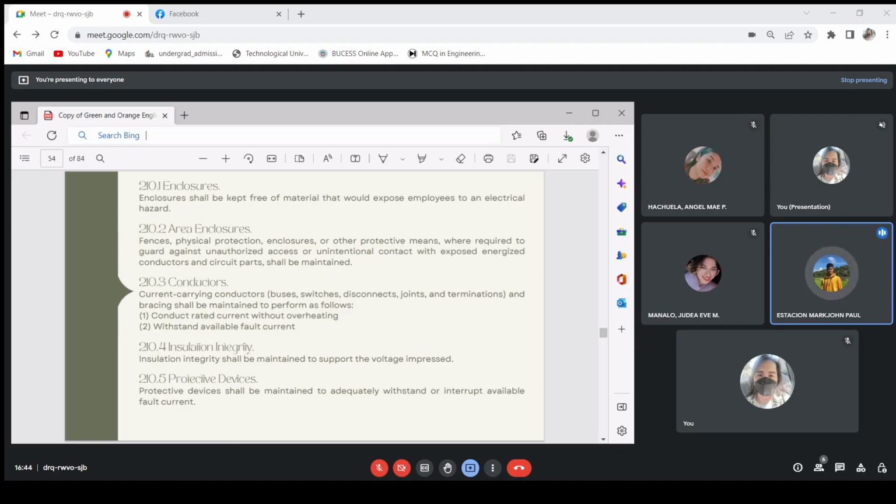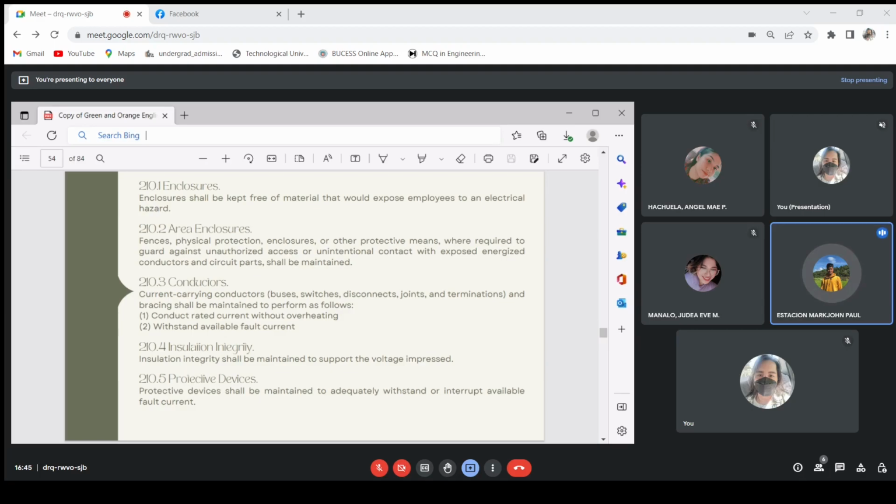210.2 Area enclosures. Fences, physical protection, enclosures, or other protective means where required to guard against unauthorized access and unintentional contact with exposed energized conductors and circuit parts shall be maintained. So yung dito naman, yung authorized lang na need magsuot ng protection like ng PPE para maiwasan ma-expose sa hazard na pwedeng mag-cause.